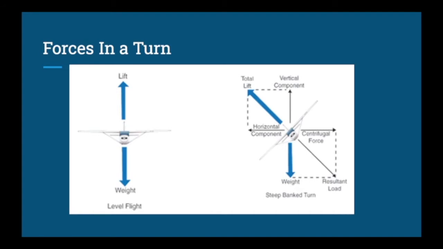As soon as we bank the aircraft, the lift acts perpendicular to the wing, while our weight is still acting straight down. So now our lift vector is broken up into a horizontal and vertical component. Only the vertical component is keeping the aircraft flying level. The horizontal component is what's making that aircraft turn. So overall, the total lift has to be increased in a bank to maintain level flight.